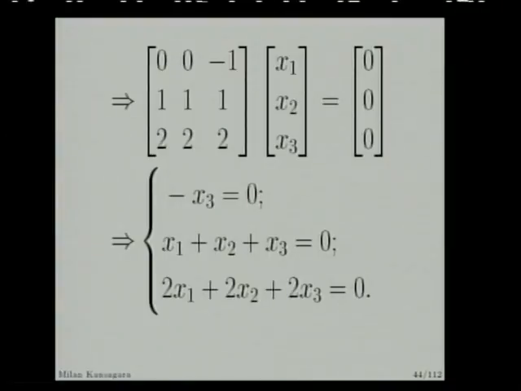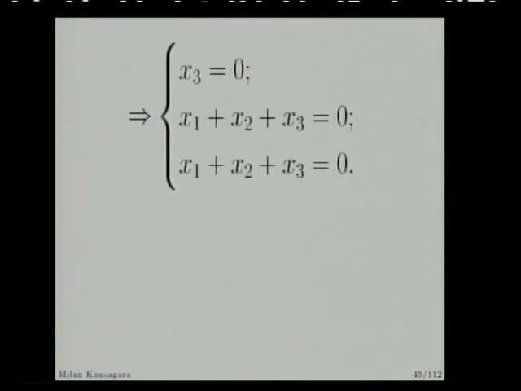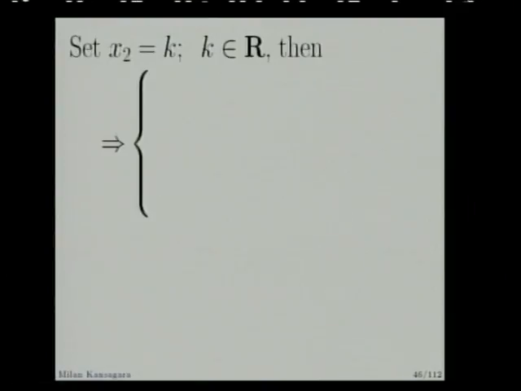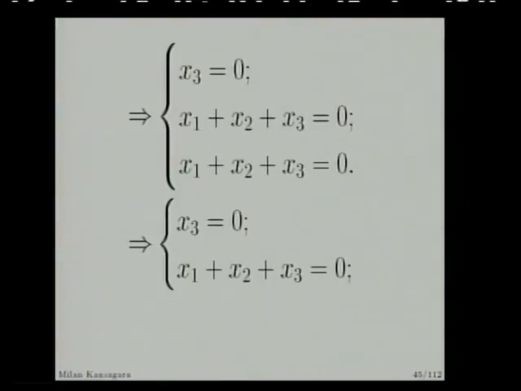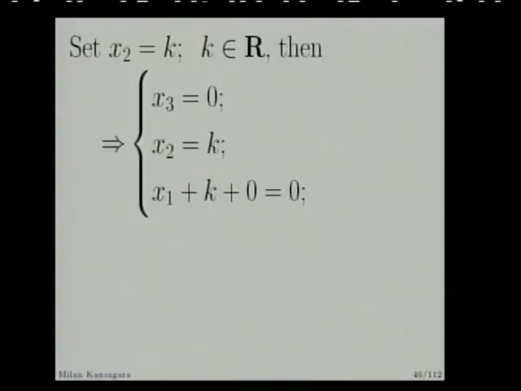Here if we take 2 common from the last equation, then the second and third equations become the same. Right? So we have only two equations. Now x3 is 0, so the second equation becomes x1 plus x2 equal to 0, and the last equation also becomes x1 plus x2 equal to 0. So let us set x2 equal to k, then x2 is equal to k and x1 plus k equal to 0.